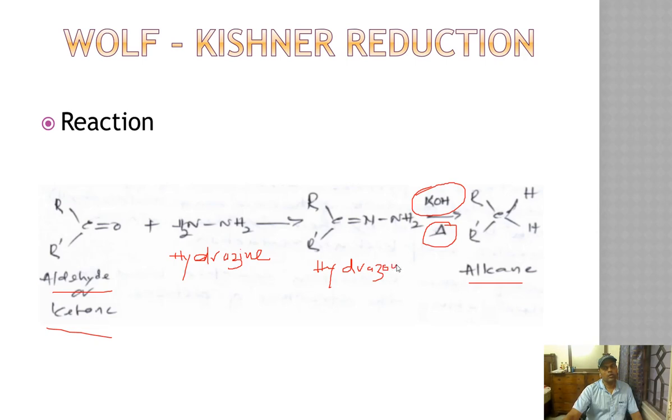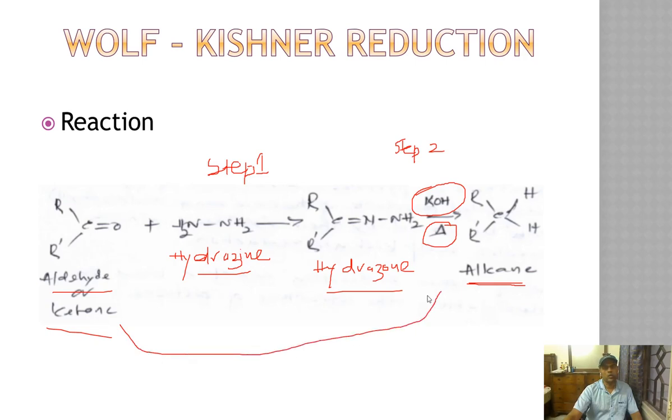Alright. Now, what is happening in the reaction? Aldehyde or ketone is going to react with the hydrazine, right? You're going to get hydrazone. This is step number one. In the second step, this hydrazone is going to react with the potassium hydroxide, and you're going to get the alkane. So this is the reaction, conversion of aldehyde or ketone to alkane.